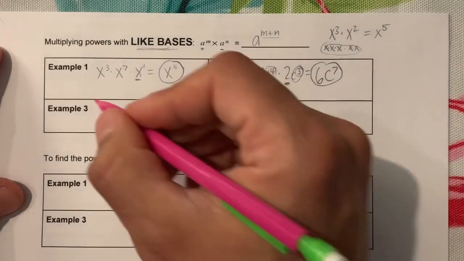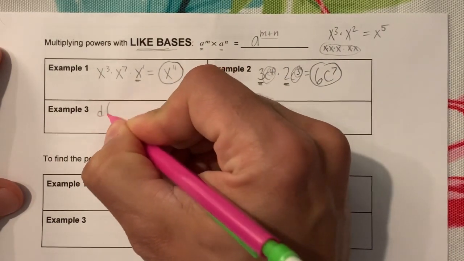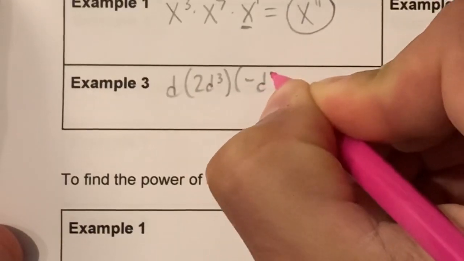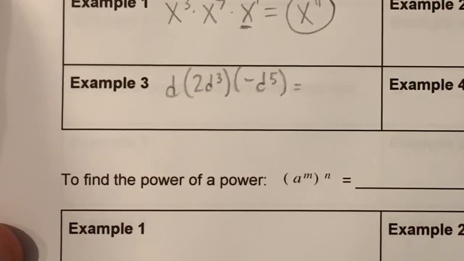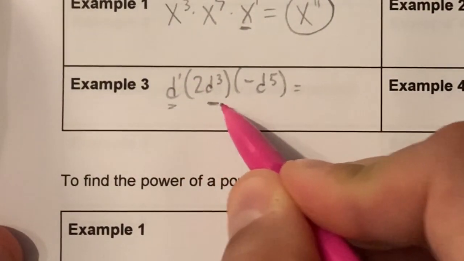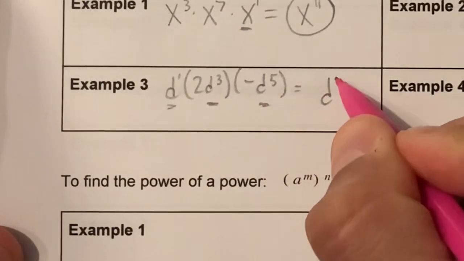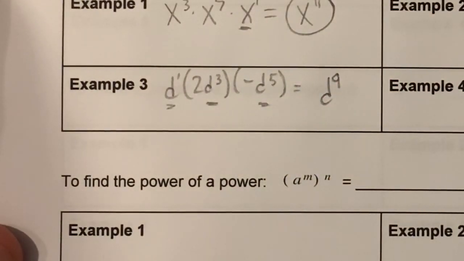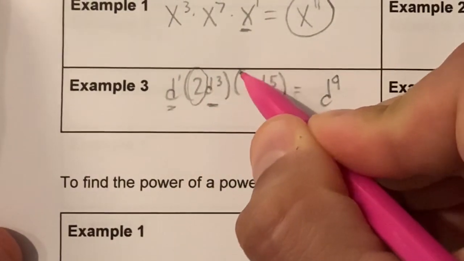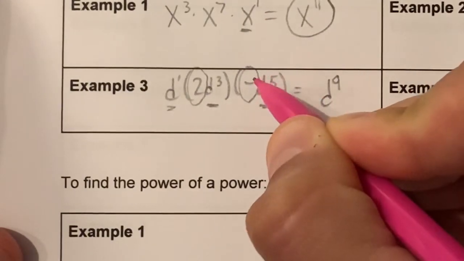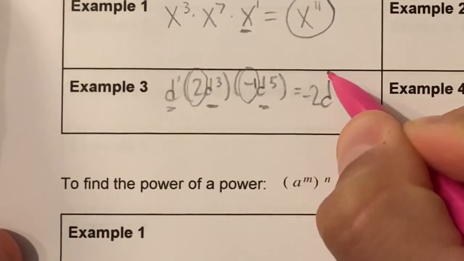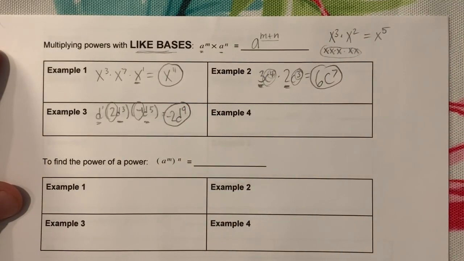the seventh. My next question is going to be d times 2d cubed times negative d to the fifth. Sort of first think about the exponents, my variables. This is really d to the first, this is d to the third, this is d to the fifth, and I have a grand total of 9 because that's 1 plus 3 plus 5. I have a 2 as a coefficient, and there's also a negative here in front of this d to the fifth, and so you can call this negative 1, and 2 times negative 1 is negative 2. Final answer, negative 2d to the ninth.